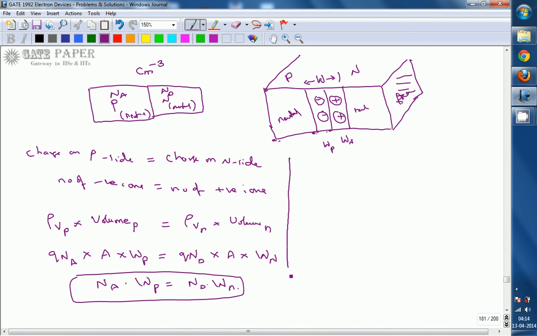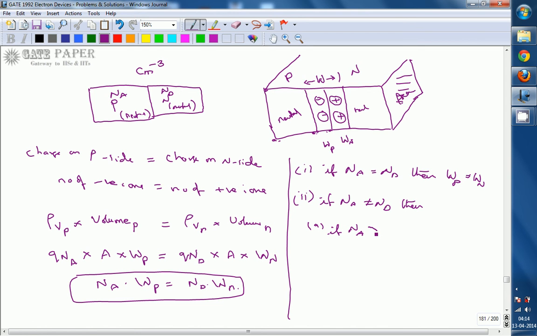From this one we can say the following. Case 1: if Na is equal to Nd, then Wp is equal to Wn. That is, if both sides' acceptor and donor concentrations are the same, then the width on p side and width on n side are going to be equal. So the depletion region penetrates equally on both sides. Let us assume we are going with the second case: if Na is not equal to Nd, then A.